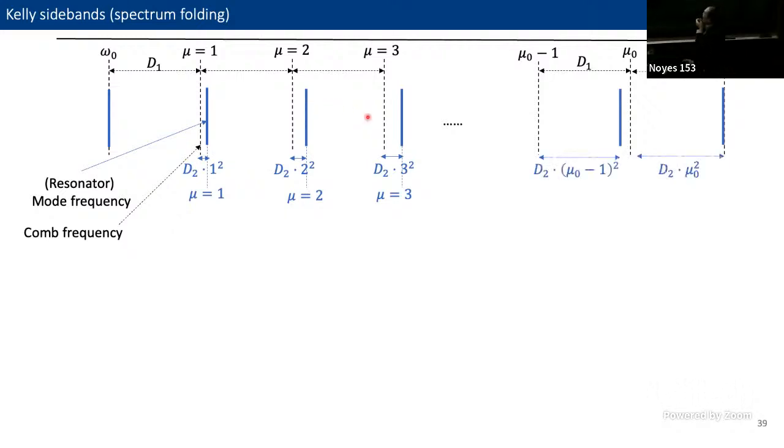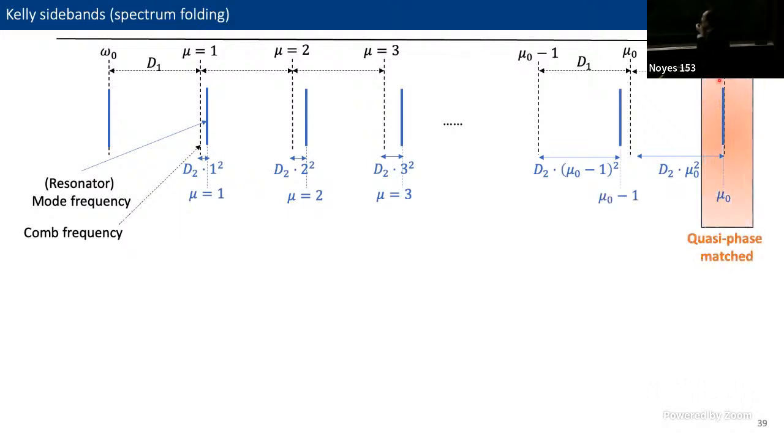However, if your bandwidth is very large, and this walk-off somehow becomes comparable with the free spectral range, what will happen, as you can see here, is that when it is comparable or even equal to the free spectral range, at this position you will finally get the resonator frequency and the comb frequency realigned with each other. With this realignment, it's possible to generate a resonant enhancement of the optical frequency comb power at this position. We call this a special type of dispersive wave, or Kelly sideband.